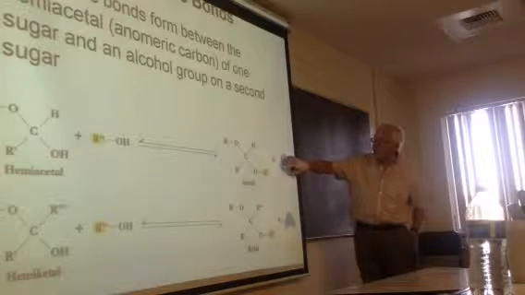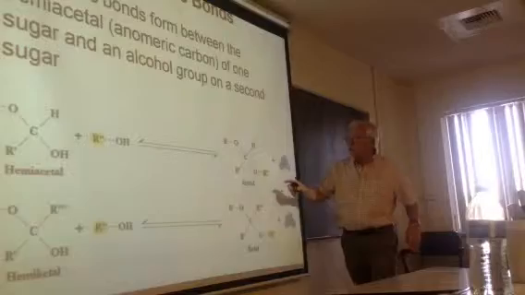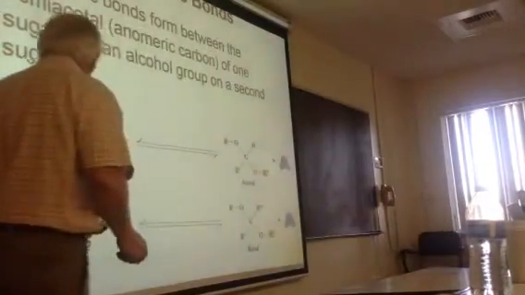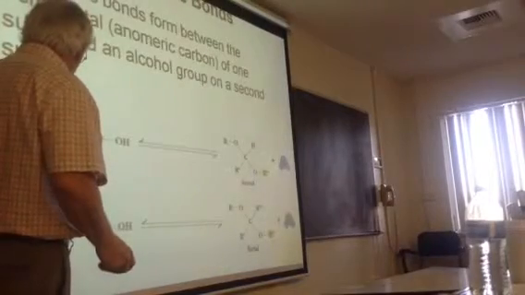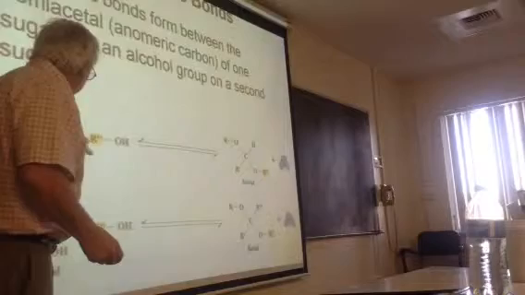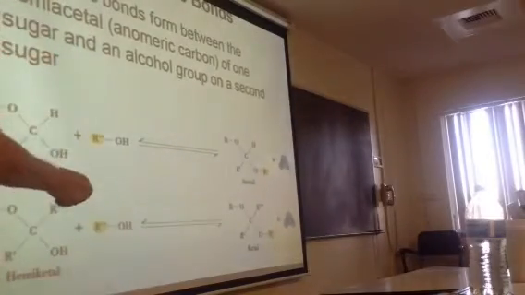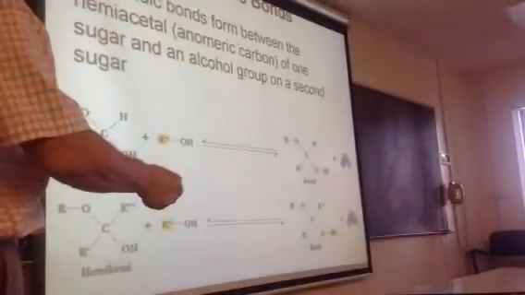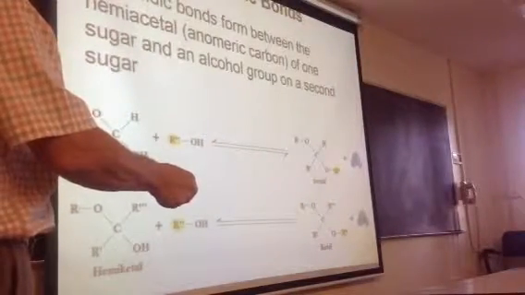And as you make this glycosidic bond, it's a condensation reaction. You are removing the elements of water. You'll remove the hydrogen atom and the hydroxyl group, and that will link directly to the next sugar. So it's a condensation reaction that eliminates water.